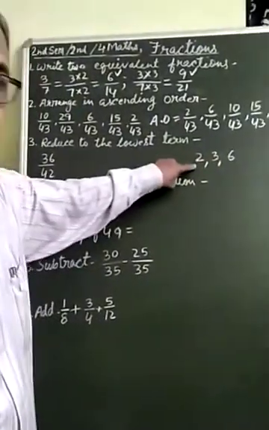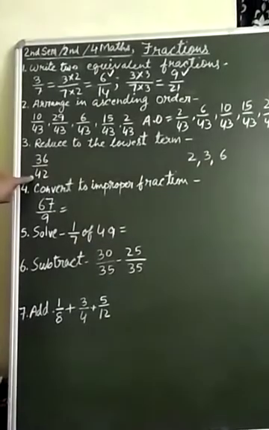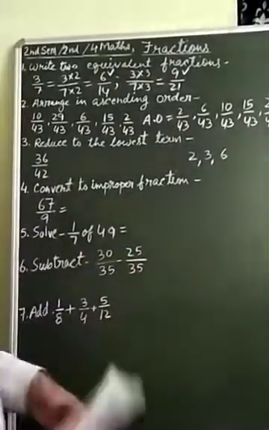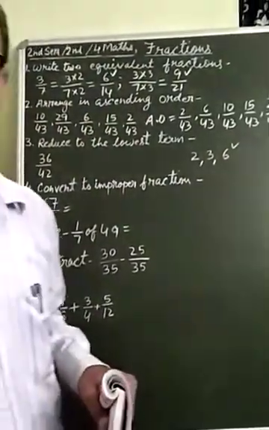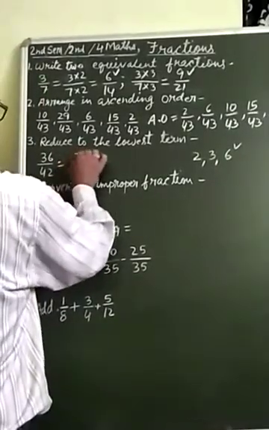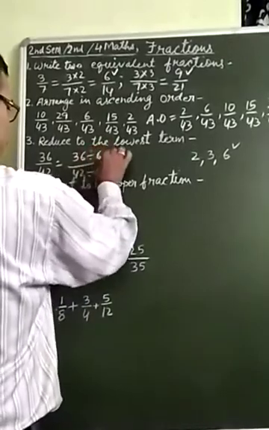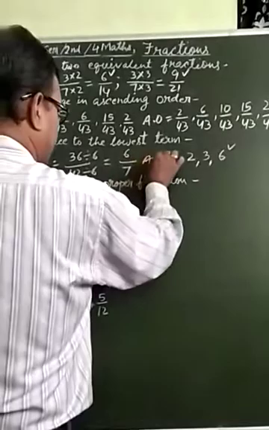If we divide by 2, we will have to divide to reduce it to its lowest term in 2 times or 3 times. But if we divide by 6, we can reduce it to the lowest term just in 1 time. So 36 by 42 divided by 6. 6 6s are 36 and 6 7s are 42. This is the answer.